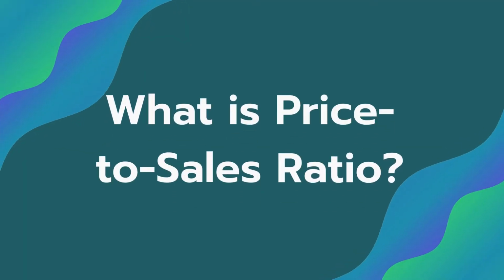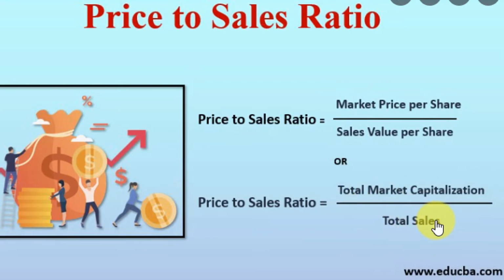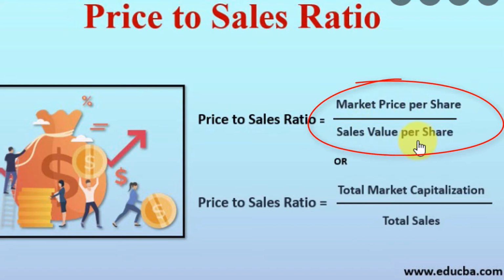The formula itself is quite simple. You can take the total market capitalization of a company divided by the total sales or trailing 12 months of revenue. You can also go ahead and take the market price per share divided by sales value per share. That gets you the same exact thing.